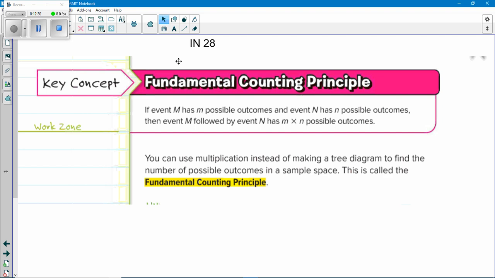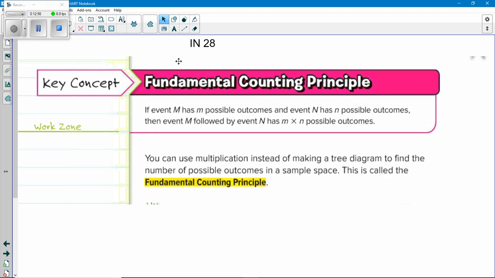Then event M followed by event N has M times N possible outcomes. Now in plain English, the shirt and pants problem, we just did the jerseys and pants. They had 4 colors of shirts, 4 colors of pants. How many different combinations? Well, there's 4 for the first step: pick a jersey. 4 colors for the pants: pick the pants. 4 times 4. There's 16 different things that could happen.